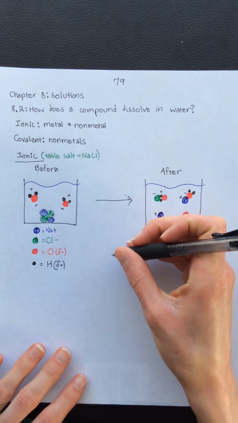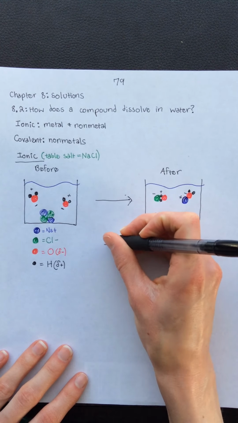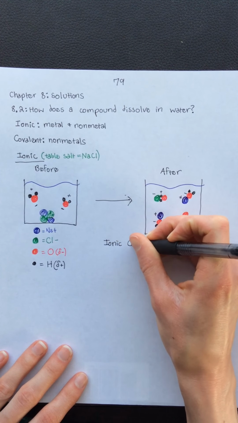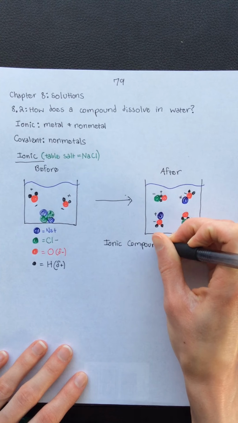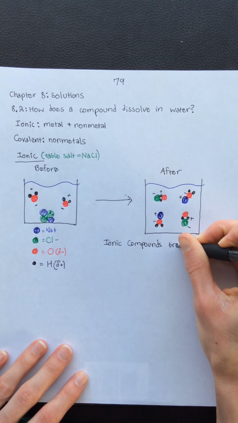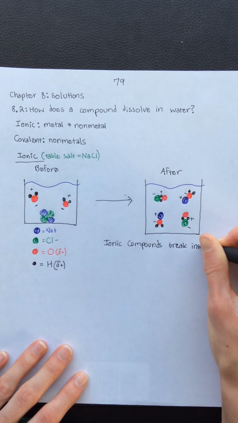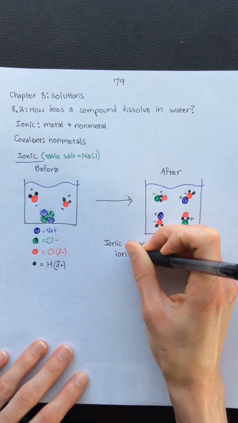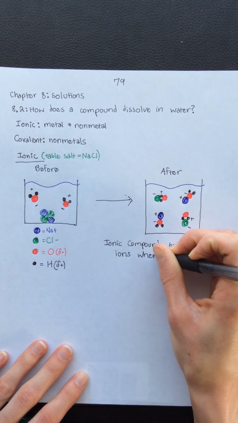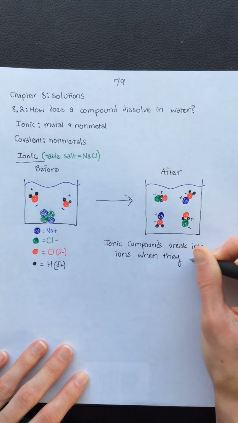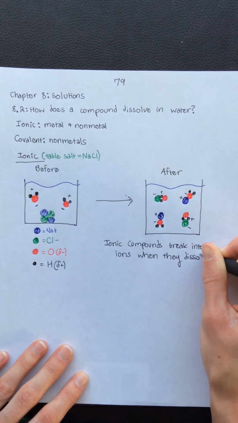So to explain this, just underneath we're going to write: ionic compounds break into ions when they dissolve.